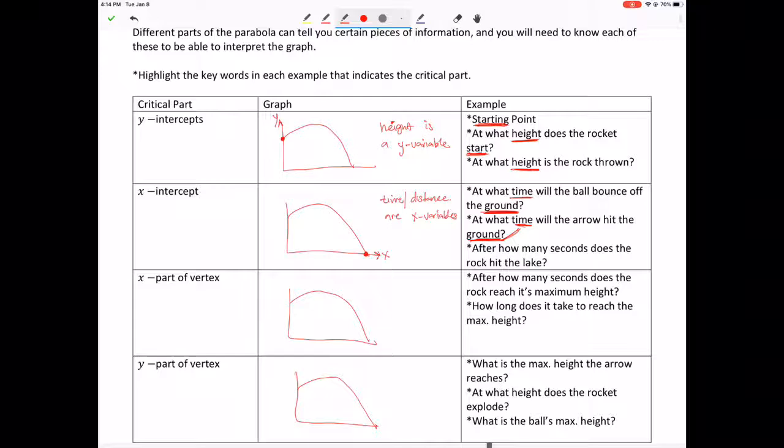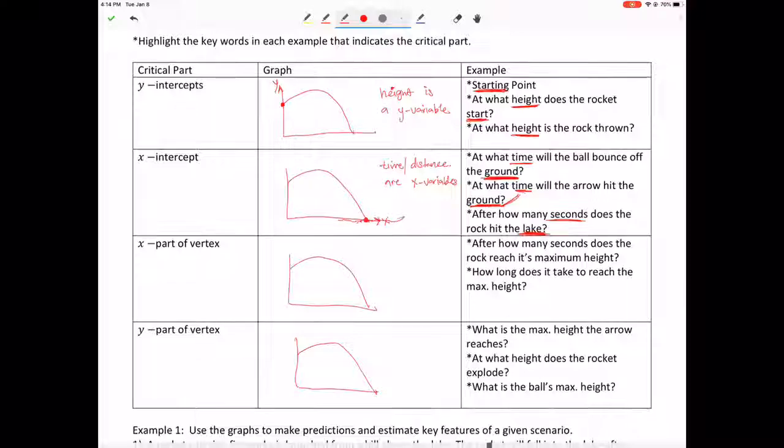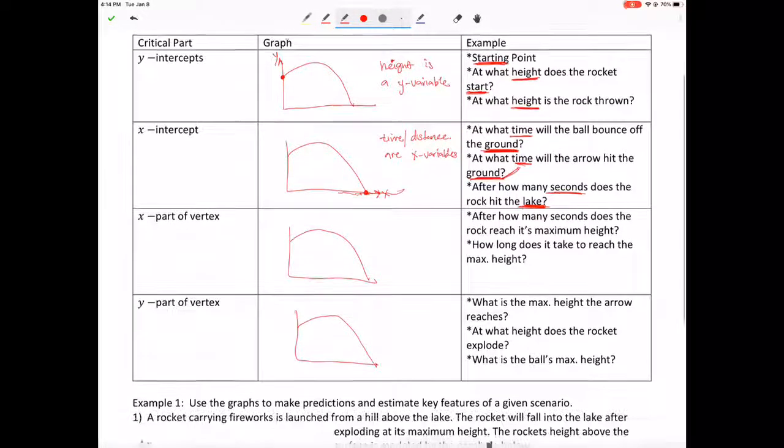After how many seconds, that's time, how many seconds does the rock hit the lake? Okay, something like that. How long does it take to get to the water? So the water would be like your 0. Okay, so those are the types of things that we're looking for, time or distance.